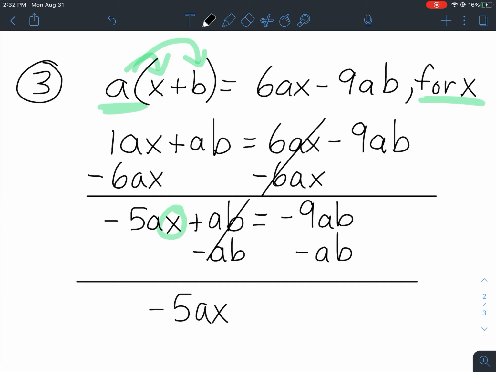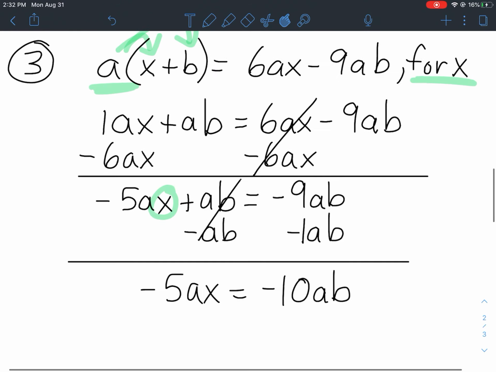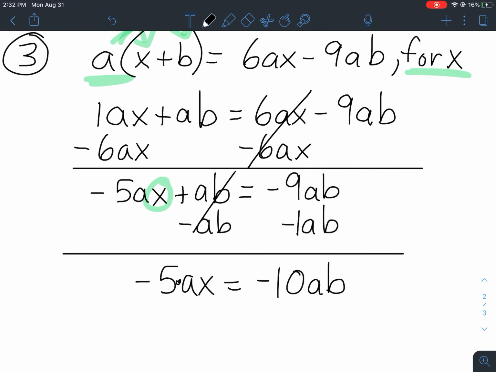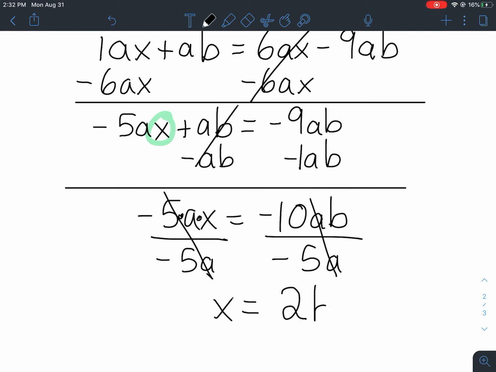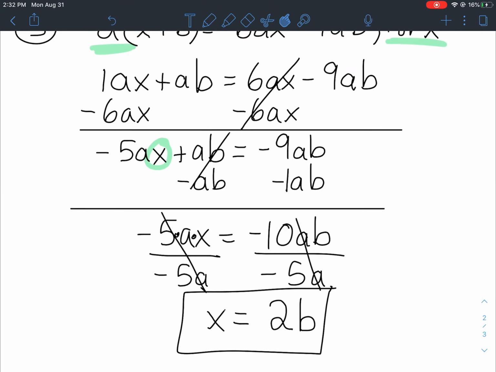So on the left side, we now have negative 5ax equals negative 9ab plus negative 1ab makes negative 10ab. And we're really close. We want to solve for x. This is all multiplication. You undo multiplication with division. So if we divide both sides by negative 5a, we are left with x equals negative 10 divided by negative 5 is 2. A divided by a cancels, so we just have 2b. So x equals 2b.